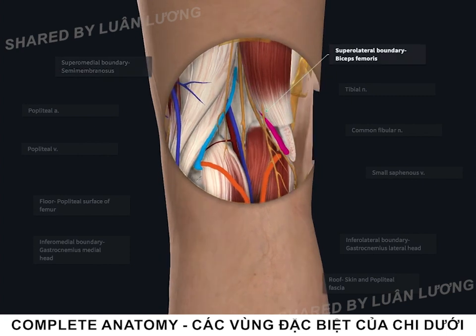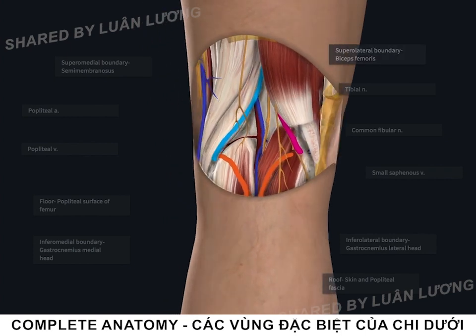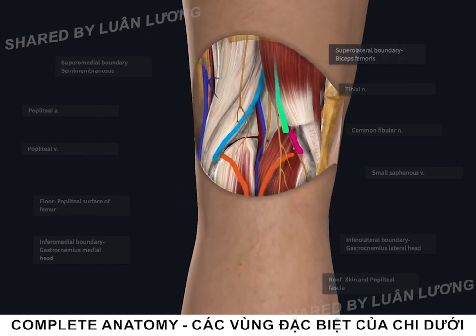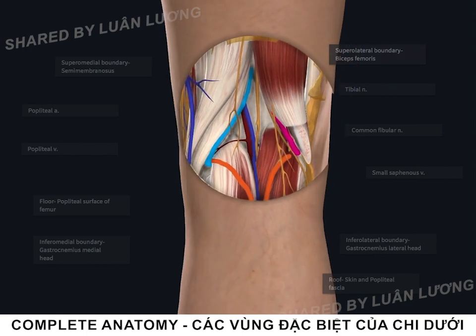The superolateral boundary is going to be formed by the biceps femoris muscle. Recall that the biceps femoris had both a long head and a short head, both of which will pass across the knee joint along the lateral aspect of the knee. So the hamstring muscles, the semitendinosus, semimembranosus, and the biceps femoris long head are going to help form the superomedial and superolateral boundaries of this fossa.